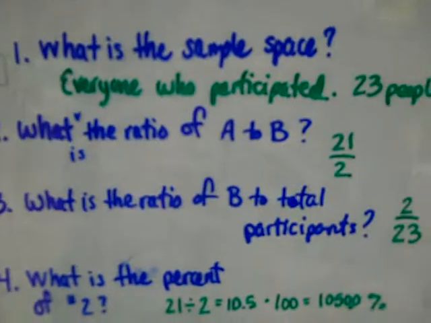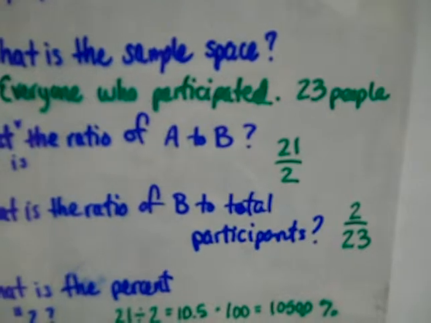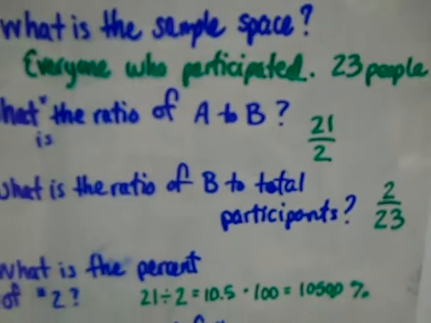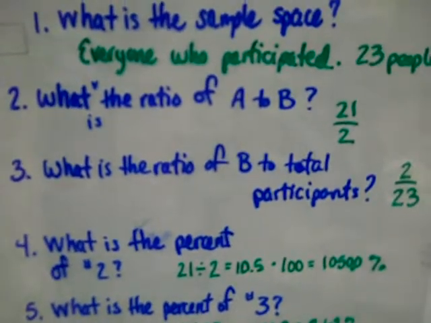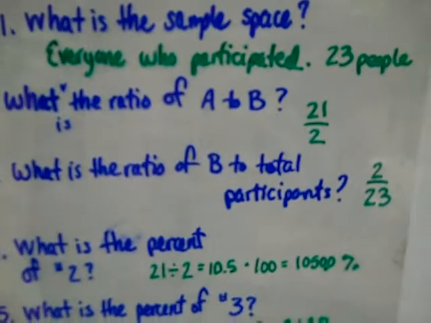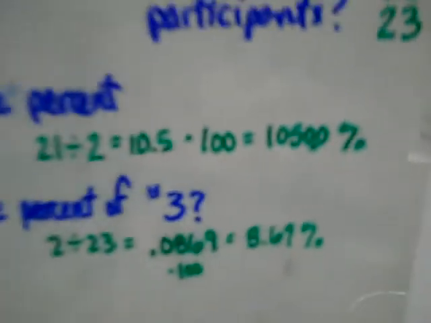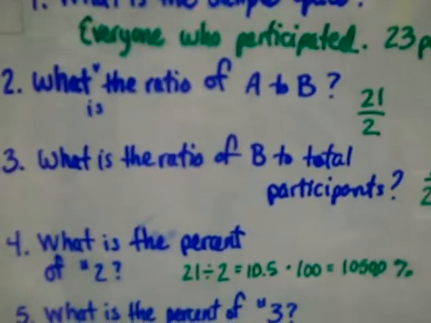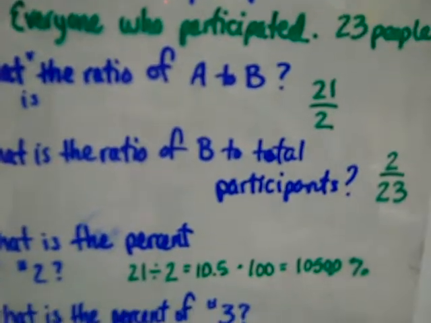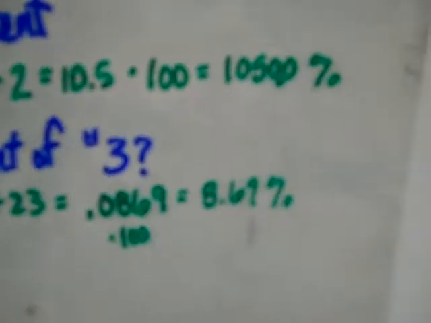What is the ratio of B to total participants? That means how many people preferred Stars and Stripes to everyone who was in the class. What is the percent of problem 2? That means of comparing people who liked Crush to people who liked Stars and Stripes. 1,050%. Huge number. What is the percent of problem 3? Meaning, what is the percent of people who liked Stars and Stripes out of those that participated? 8.6%.